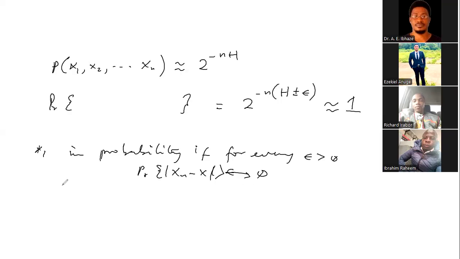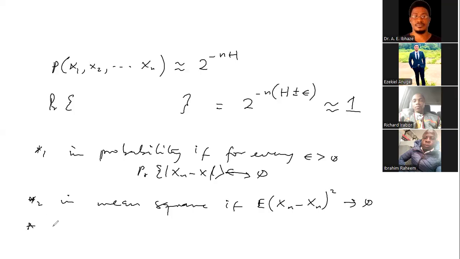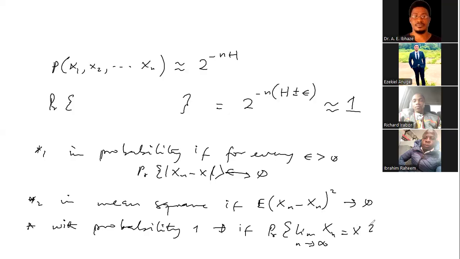Okay? And also, in mean square, if the expected value of the mean squared error tends to 0. And then we are going to be having the probability of 1, when we say the event is almost surely, if the probability, should we take limits as n tends to infinity, for Sn being the same as x, will be equal to 1. So it means it is almost surely.